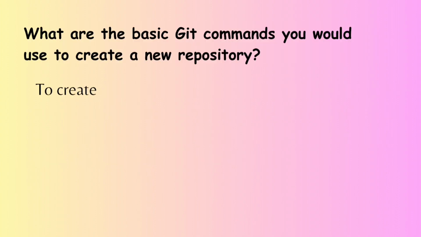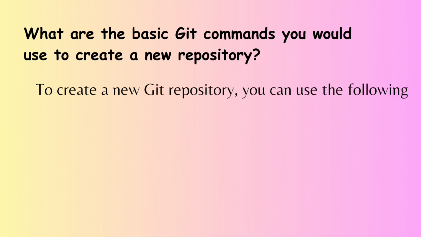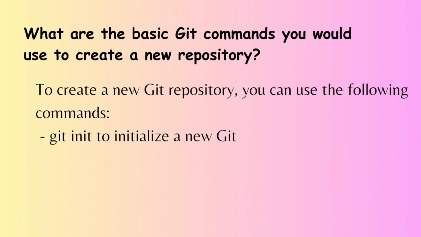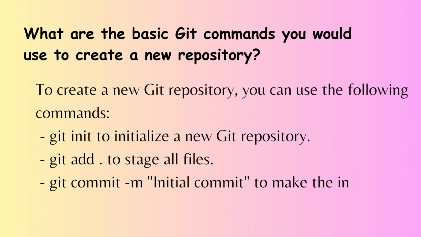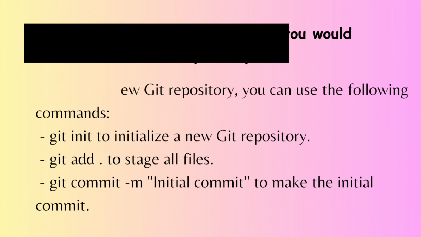What are the basic Git commands you would use to create a new repository? To create a new Git repository, you can use the following commands. git init to initialize a new Git repository. git add . to stage all files. git commit -m "initial commit" to make the initial commit.